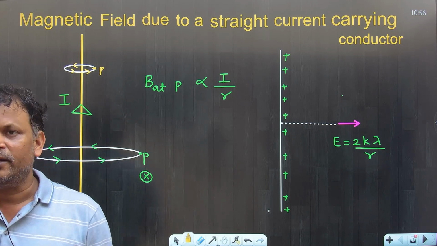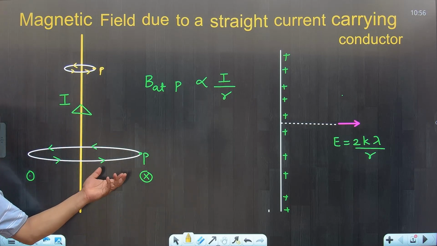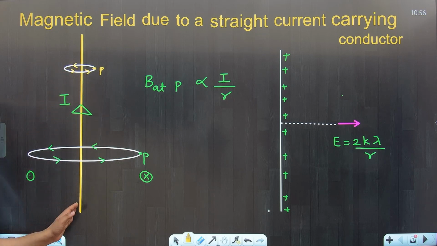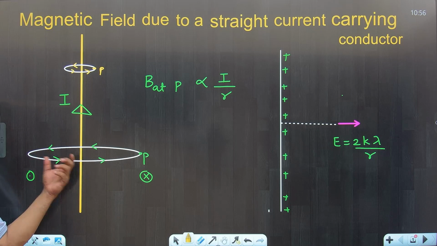So the idea is that whenever you look for the magnetic field at point P, which is in the vicinity of this wire, then it must be on a concentric ring. Magnetic field lines are closed lines and they are concentric rings in this case.